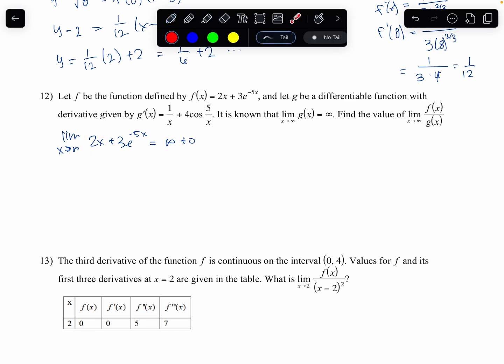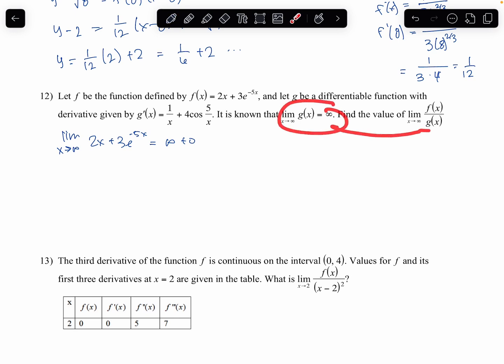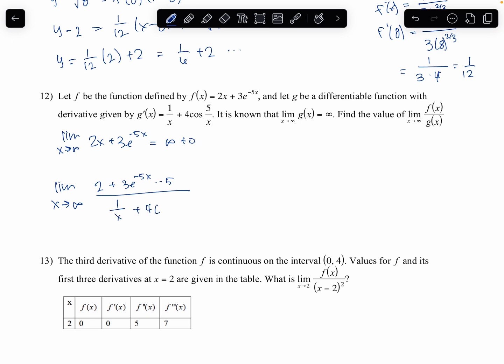So that right there is going to be equal to infinity plus 0. This part will be infinity. This part will be 0, because 3 over e to the 5x, as you let x approach infinity, is going to be equal to 0, because the denominator will outpace the numerator. So it's still going to be infinity, and we know that the denominator is also going to be infinity, so we can use L'Hopital's rule. So the limit as x approaches infinity of the derivative of f of x, so that's going to be 2 plus 3e to the negative 5x times negative 5, all over g prime, which is already given to us.